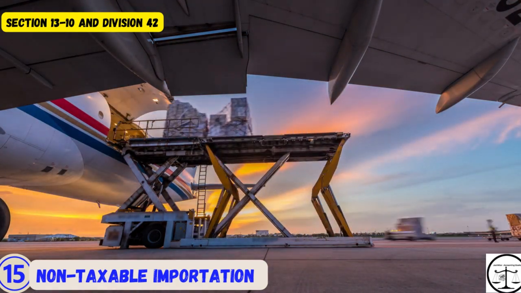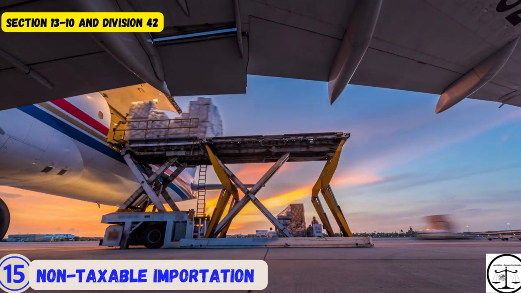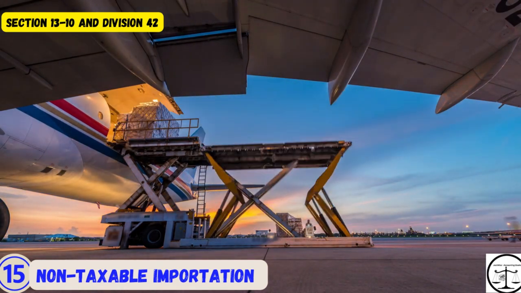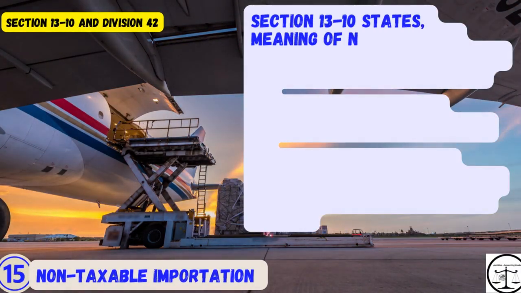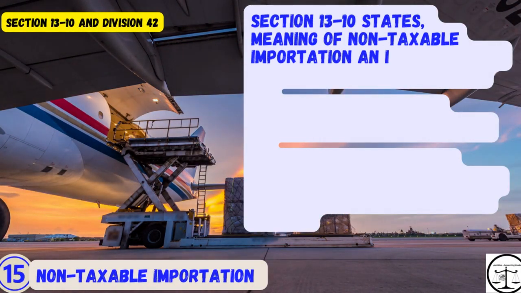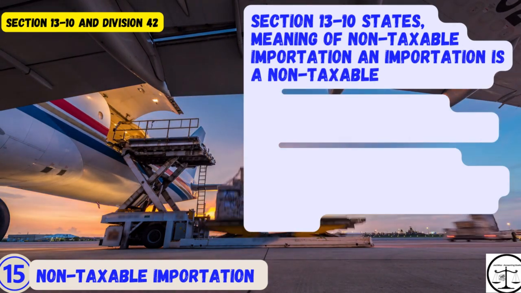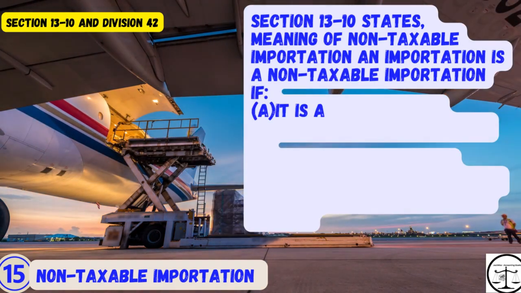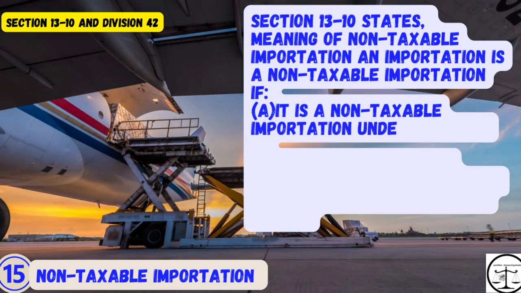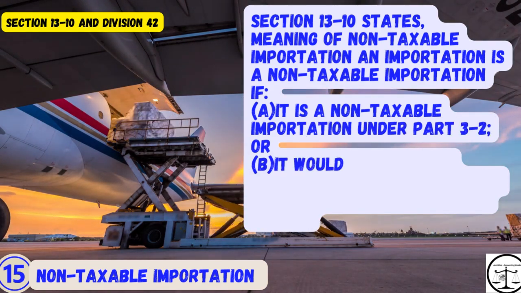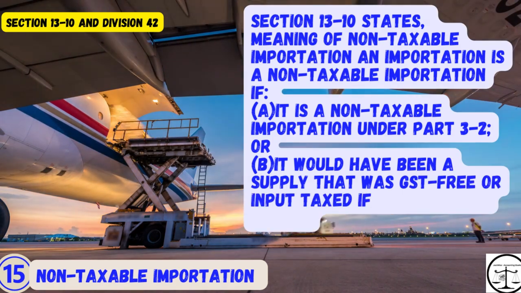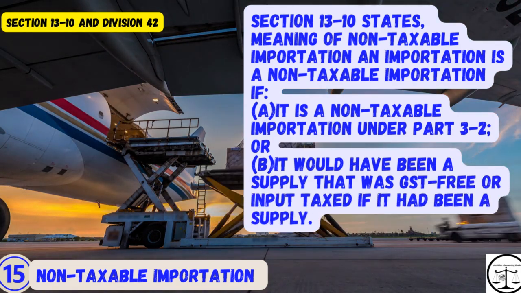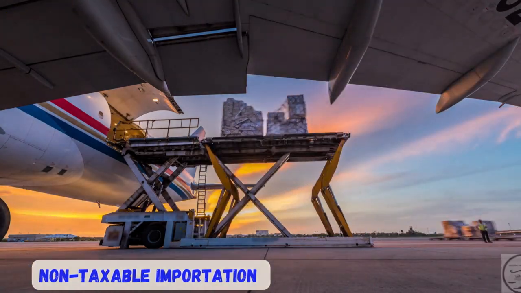That is Section 13-10 and Division 42 of GST Act Volume 1, page number 38. Section 13-10 states, meaning of non-taxable importation. An importation is a non-taxable importation if A. It is a non-taxable importation under Part 3-2, or B. It would have been a supply that was GST-free or input taxed if it had been a supply.